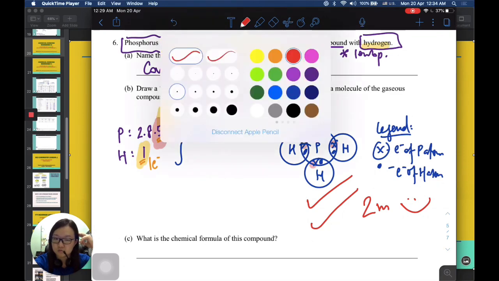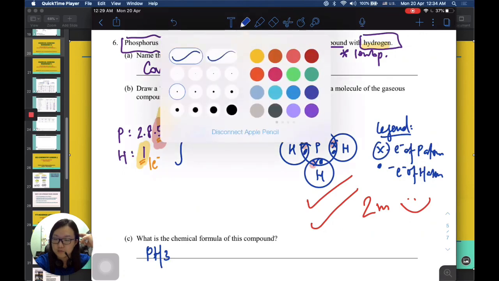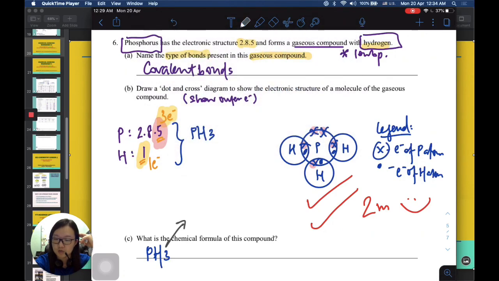Part C, what is the chemical formula of this compound? Part C is easy, right? PH3. At this point, let's say you are confused or for some reason you cannot draw this during exams, you can use a trick again. If you understand, you can deduce from what you already know.